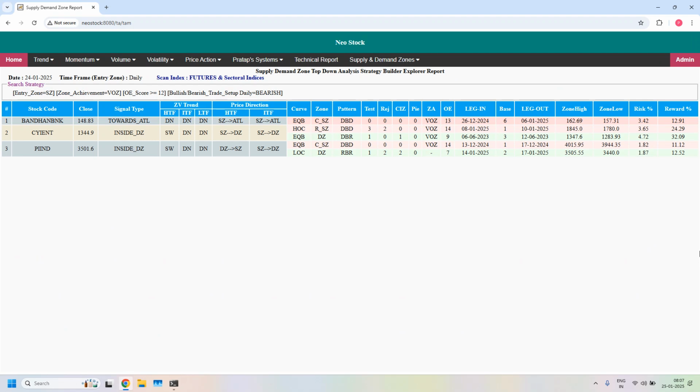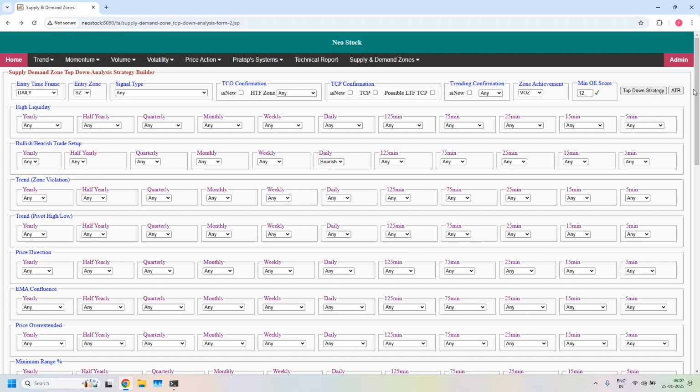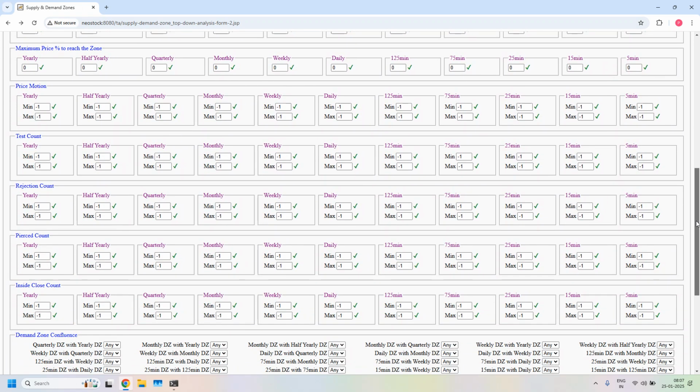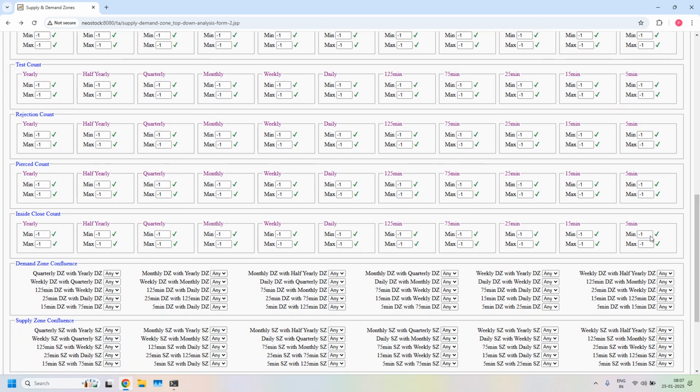Out of these 3, let us find high probability based on zone confluence. First filter is LTF, ITF supply zone confluence. That is a daily and a weekly supply zone confluence.